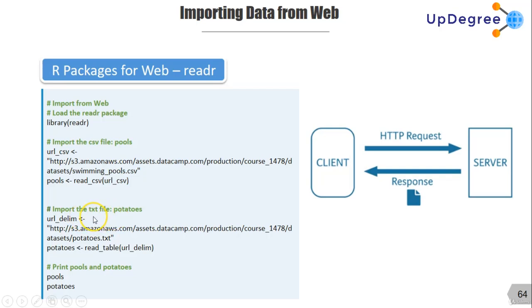Similarly, if you want to do a text file, suppose you have this potato.txt in a web URL, and you want to import that data. Similarly we can use read_table, and we can give the path name, and it would be stored in potato, and then you can see what is there.